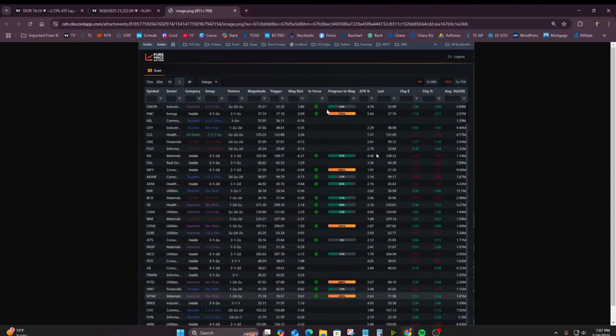This column we don't like. We're going to change it. But distance to magnitude, so like your profit potential. So for instance, on the trigger for the 2-2 hammer is 52.35 and the magnitude's 55.21, and it's telling you that there's $2.86 of magnitude. And then you can sort these columns however you want them, whether it's in force, whether it's hit magnitude, ATR. It's going to be really awesome.